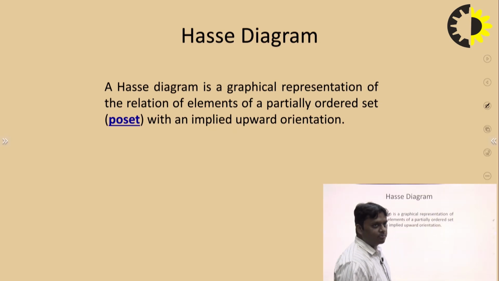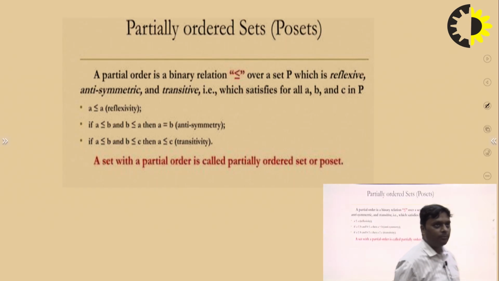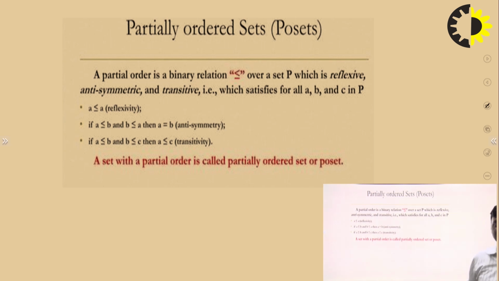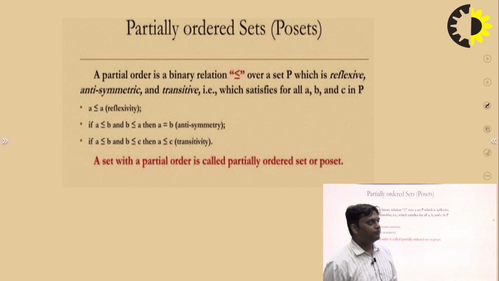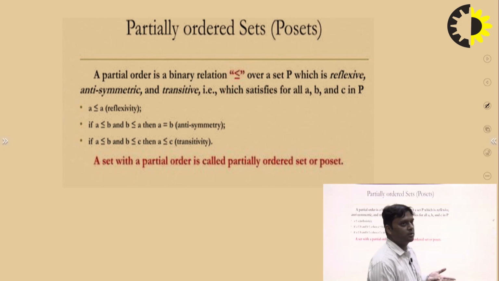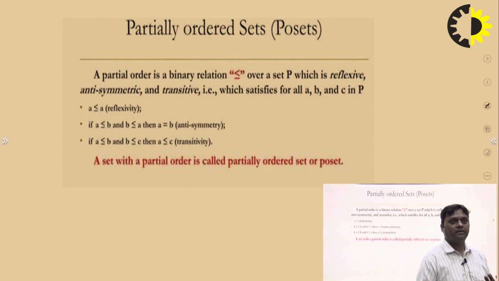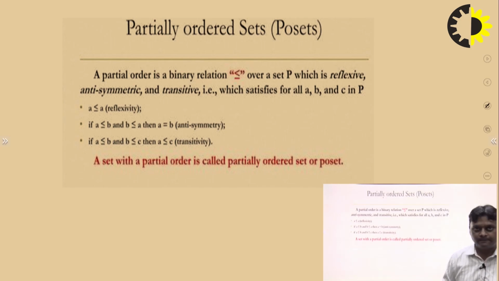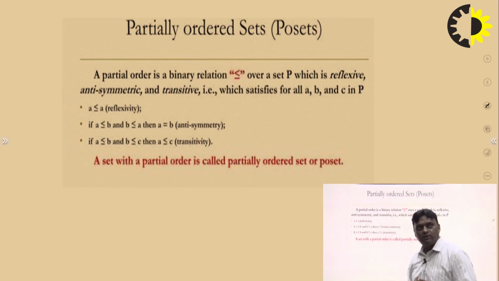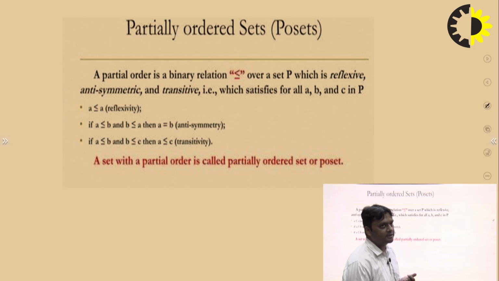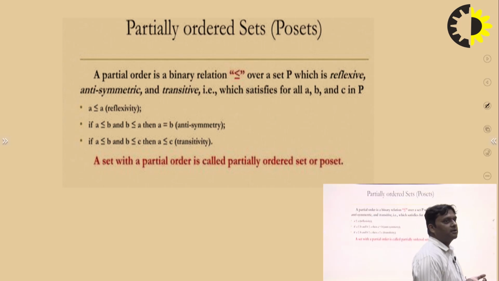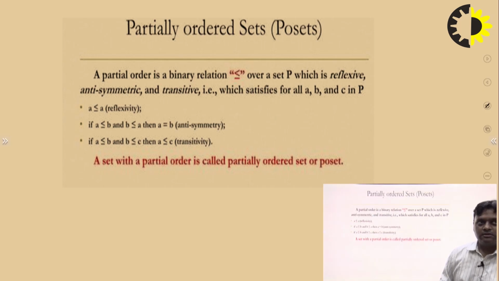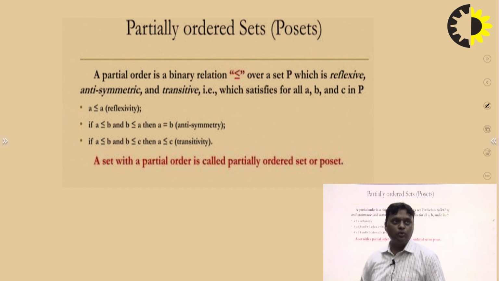And what is a partial order set? A partial order is a binary relation over a set P if it is reflexive, antisymmetric and transitive. If a relation fulfills these three conditions, then that relation is known as partial order.